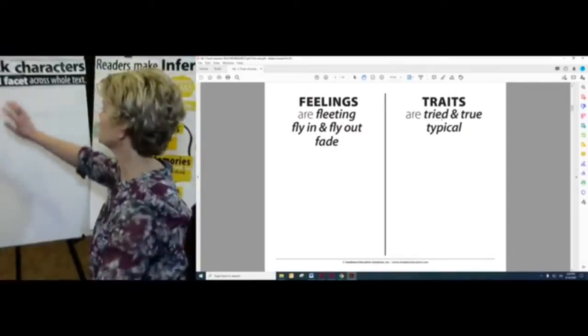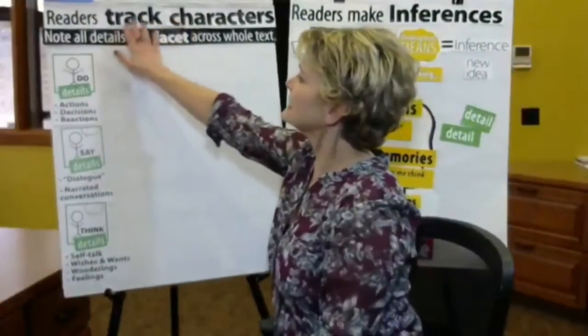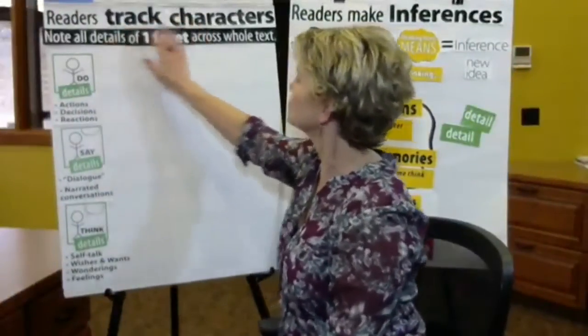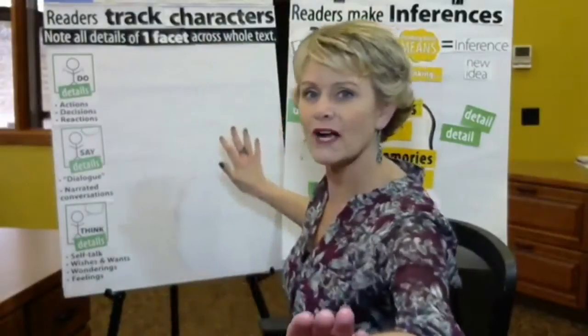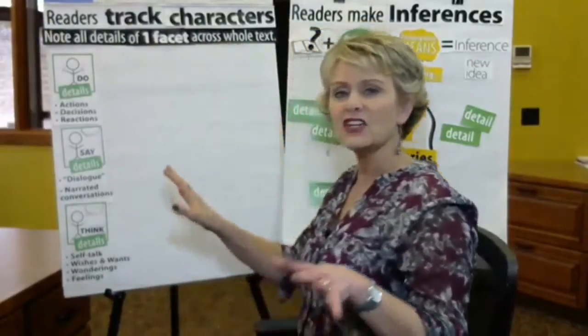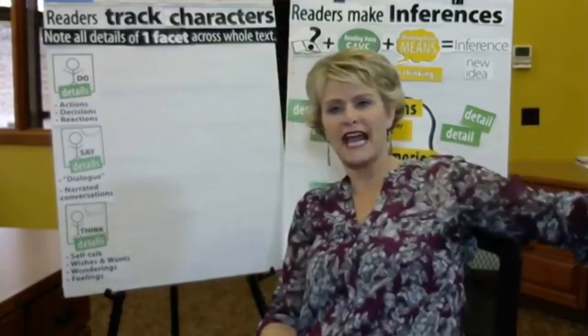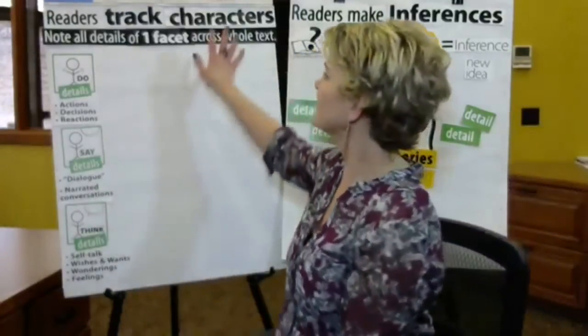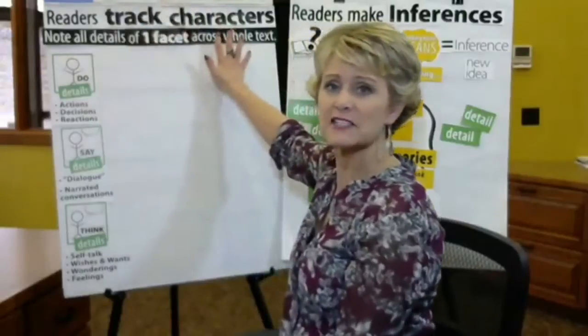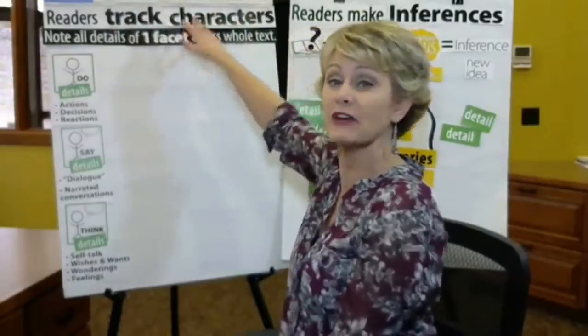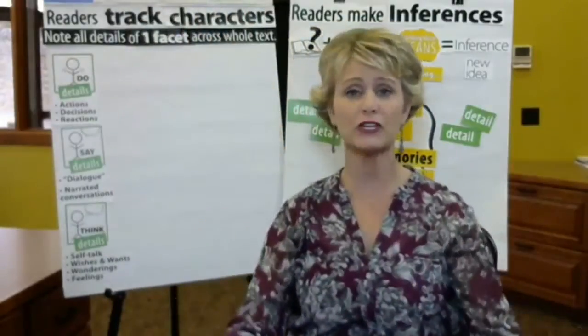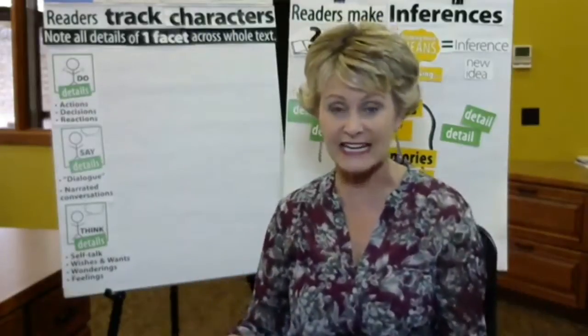Remember what we're learning to do. We've been collecting details, tracking a single character across the whole text. But once you do that, then you can step back and say, and his character trait and his personality across the whole text, tried and true. He had this personality trait in the beginning. He had this personality trait in the middle. He had the personality trait at the end. It's tried and true. It doesn't change. His personality trait is blank.